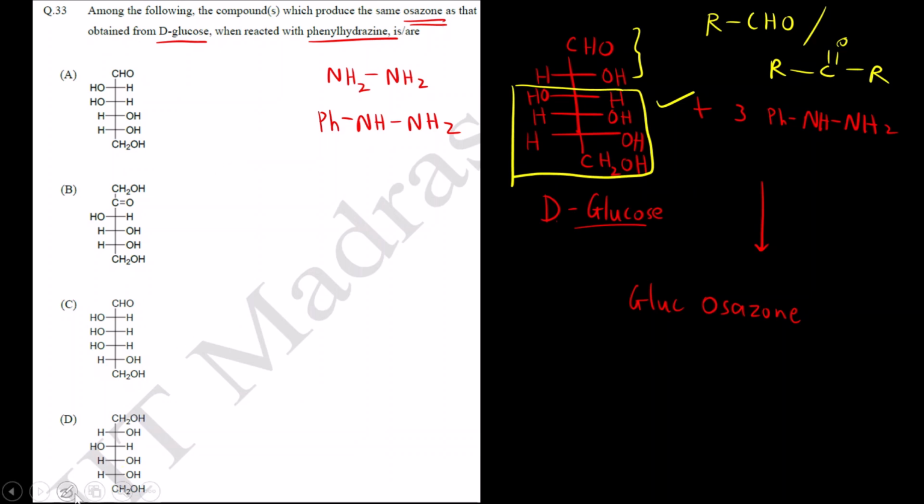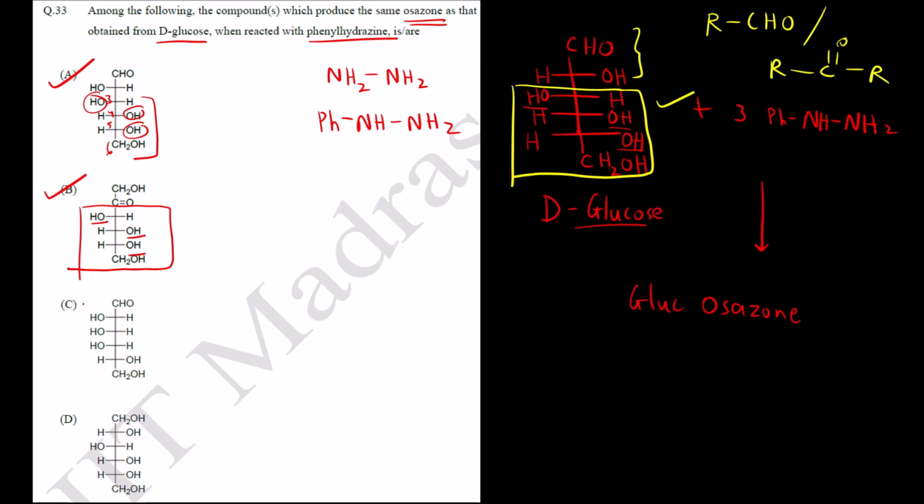So let us see one by one all the options. So first one, here if you see, we have to check only carbon 3, 4, 5 and 6. This should be the same as D-glucose, then you will get the same product. Okay, so OH is on the left, then OH on the right, OH on the right. So this is correct. Option B, again we have to see only carbon 3 to carbon 6. OH on the left, OH on the right, OH on the right. Again B will also give the same Osazone.